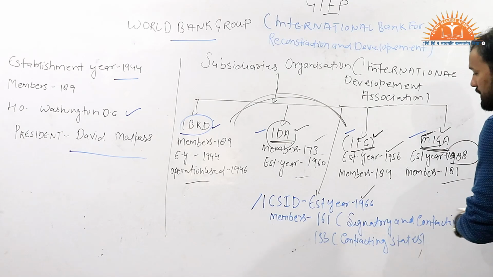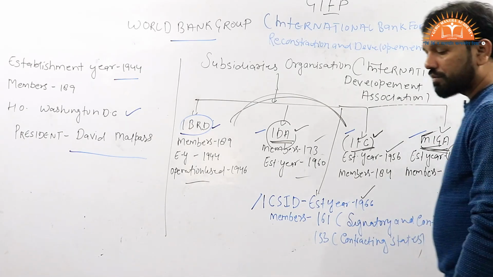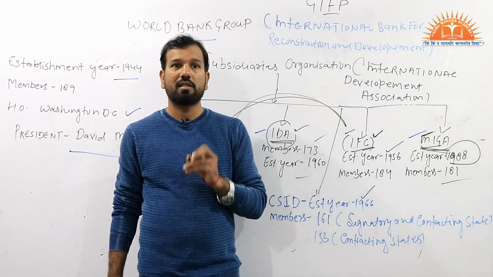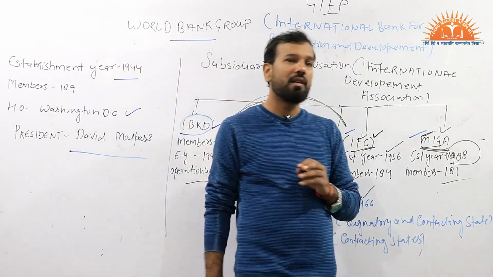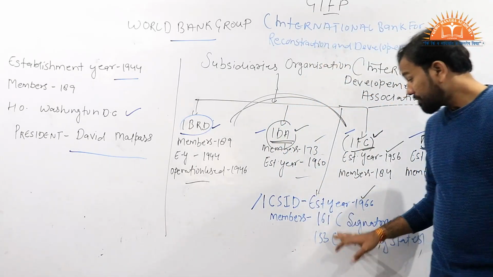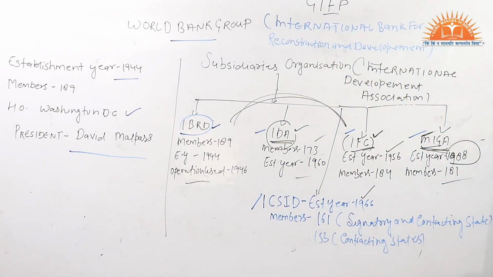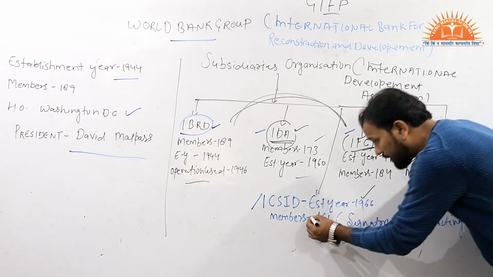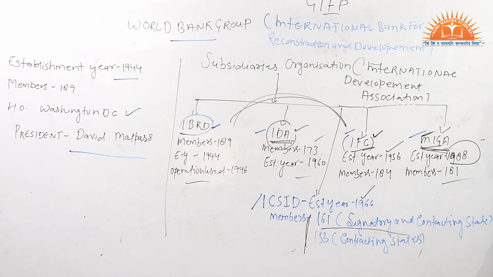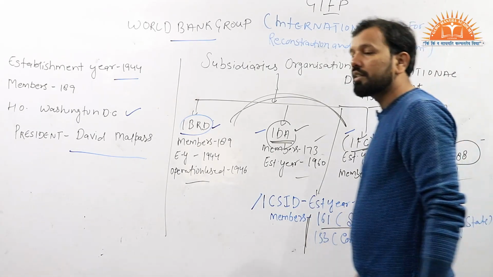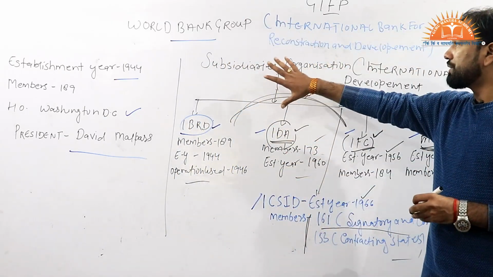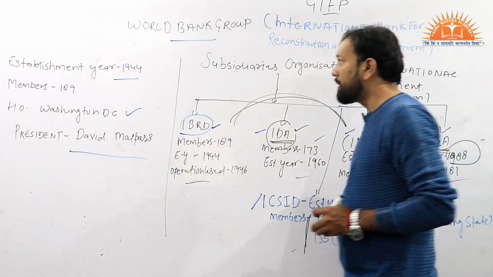Last is ICSID. ICSID stands for the International Centre for Settlement of Investment Disputes. It started working in 1966. There are 161 members, signatory and contracting states. There are 161 in total, and in terms of only contracting states, there are only 153 members. That is all about the basic functions of these five intermediary organizations.